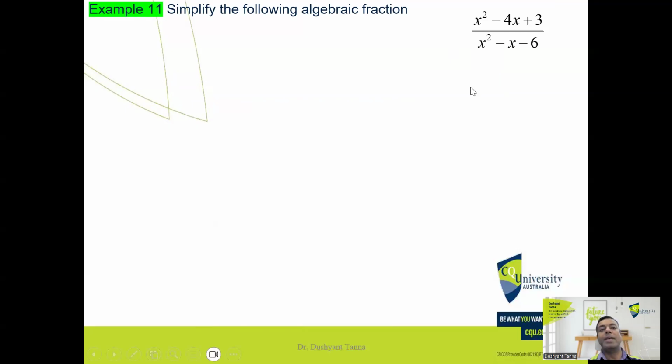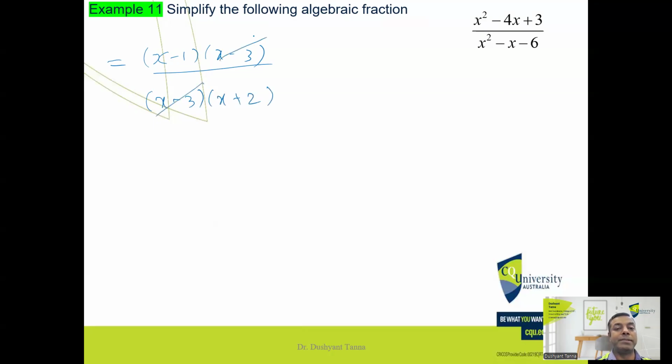So I would do it here, right? 1 times 3 is 3. How would I do it? x minus 1 and x minus 3 are the factors. In the denominator, 3 and 2, so x minus 3 and x plus 2, x minus 3 is gone. The answer is x minus 1 over x plus 2.